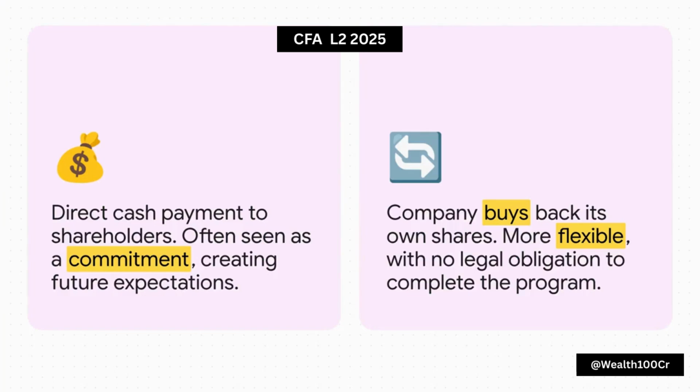The key difference here, the word you really need to remember, is commitment. A regular dividend creates this powerful expectation. Boards hate cutting them because it sends a terrible signal to the market. But a share repurchase? That's all about flexibility. Management can announce a huge buyback program, but they're not legally tied to finishing it. That lets them be opportunistic, timing their buybacks, or hitting the pause button if things get tight.